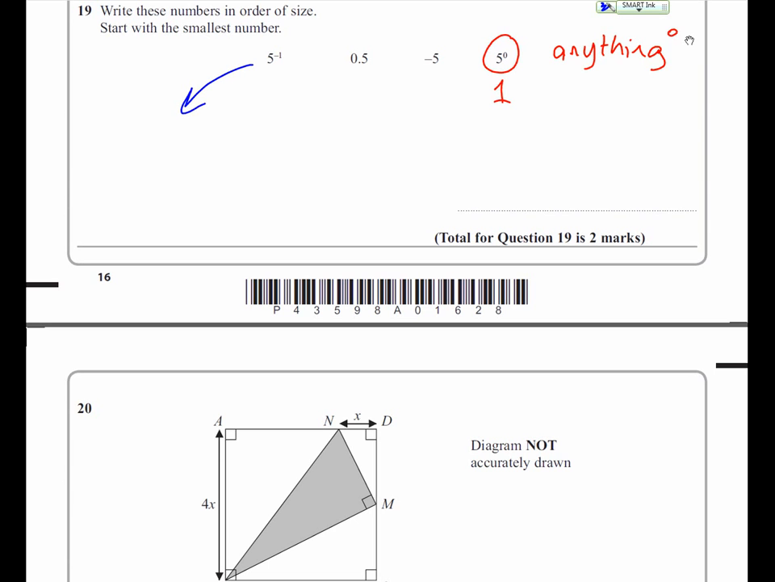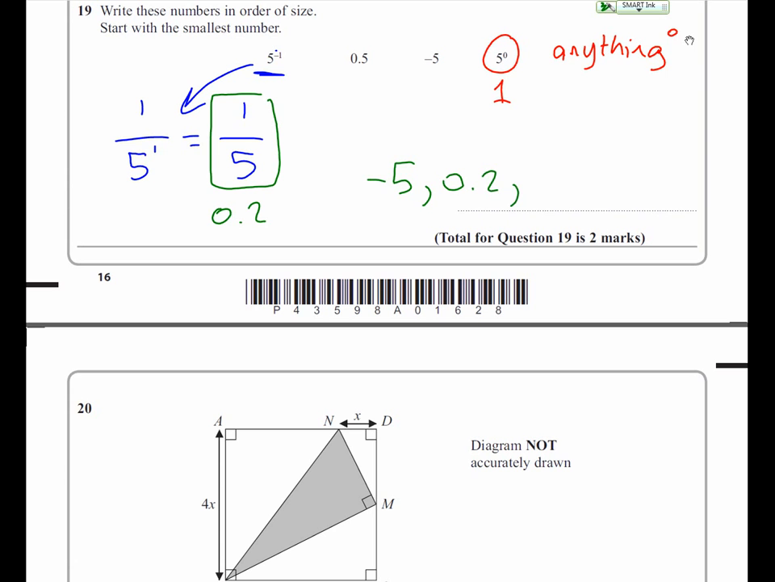Now what you do with this is do 1 over, write this again, but do not put the minus. 1 over 5, because 5 to the power of 1 is just 5. 1/5 as a decimal, so we're continuously using the same thing, is 0.2. So we need to put in order 0.2, 0.5, minus 5, and 1. So we're going to get minus 5 is the smallest, then 0.2, then 0.5, then 1.